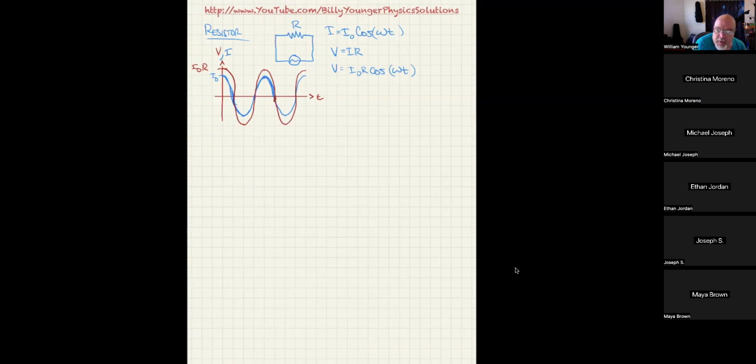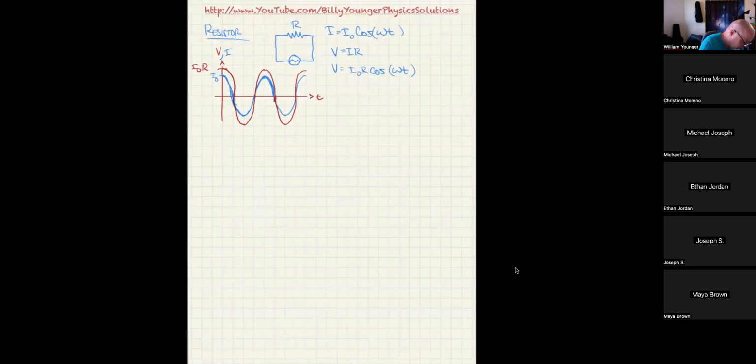The peak of the voltage is at the exact same instant as the current peaks, and the trough is exactly the same time as the current troughs, and the zero line hits at exactly the same time as well. And that's what resistors do. So they're all in phase, is what we'd say about that.